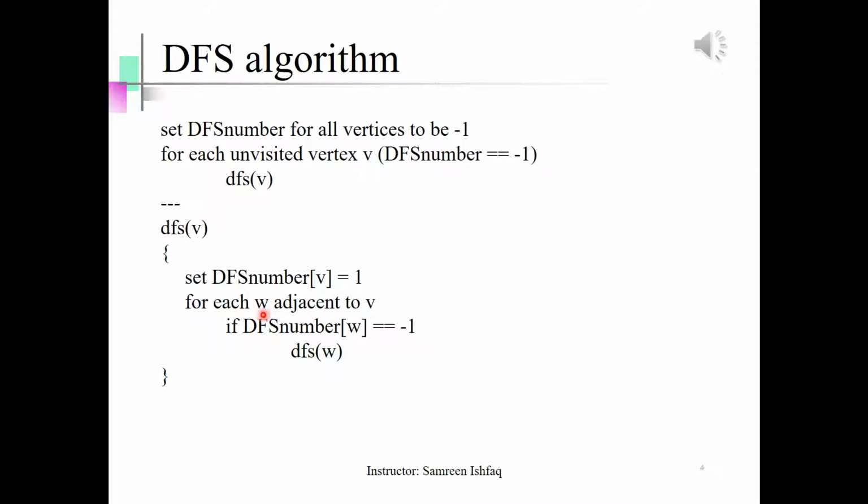Then we will check its neighbors one by one. We will check its first adjacent neighbor, that is W in this algorithm. If W is marked with -1, that means that W vertex is unvisited. Then we're going to call this function again recursively with W, and that's how it will traverse all the vertices in the graph.